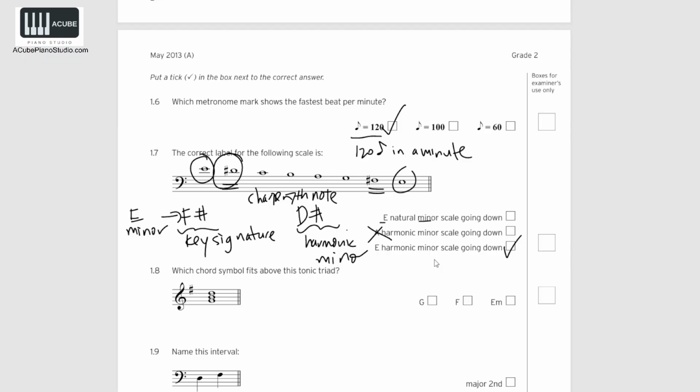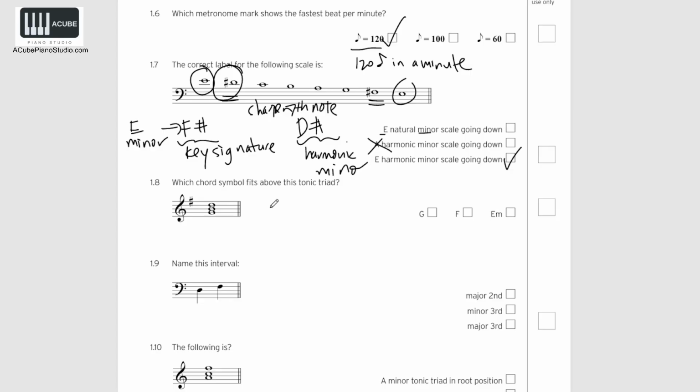Okay, now let's move on to this. So which chord symbol fits above this tonic triad? So this is a tonic triad. So very easy. If you want to see what is a tonic triad, first read this note here. This note here is G, right? So it must be a G. It belongs to a G major. So this is a G major tonic triad. And G major tonic triad is just G, B, D, which is this. Okay?